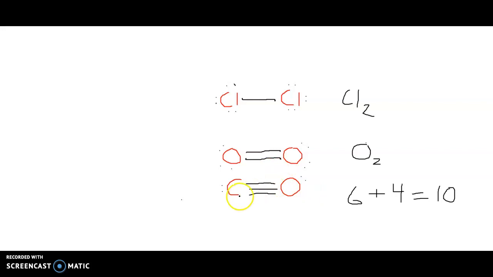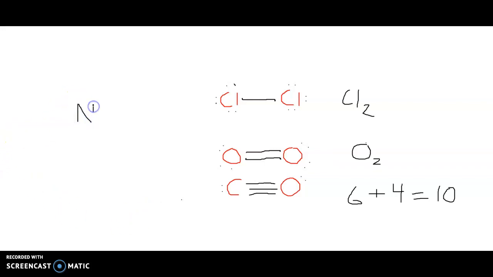All right, so 2 electrons from the carbon came over to give the double bond, and then 2 pairs over here came over to help form this triple bond. Okay, so we have 3 bonds, 10 total electrons. It's a little tricky. Let's look at another example.